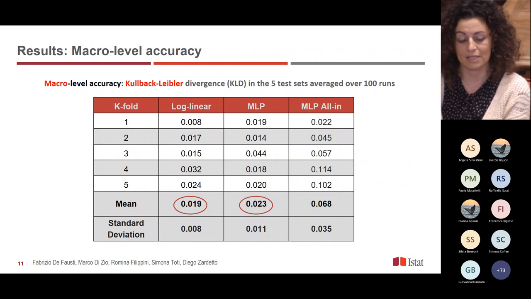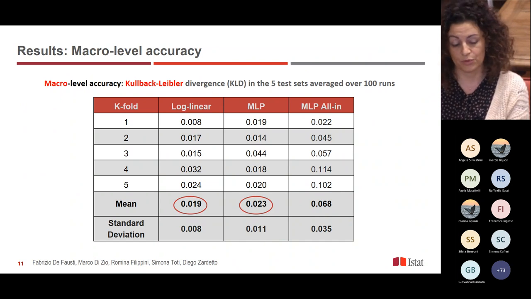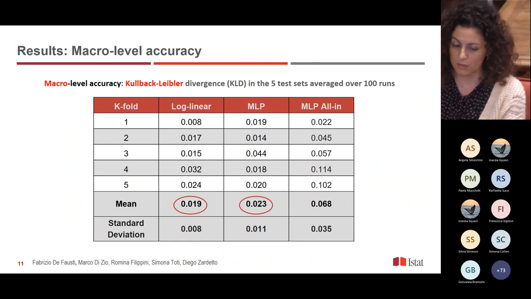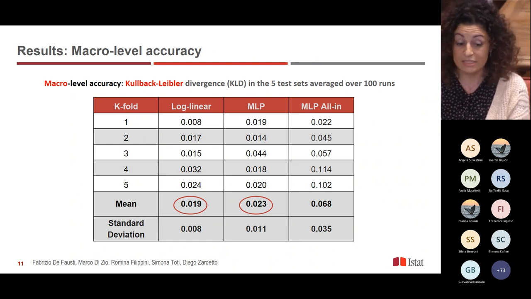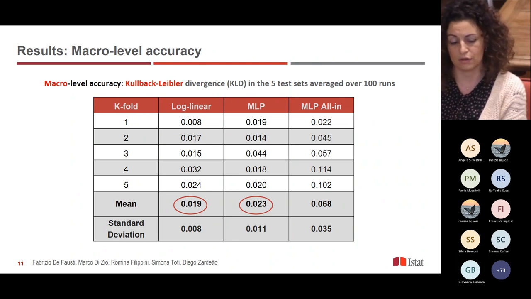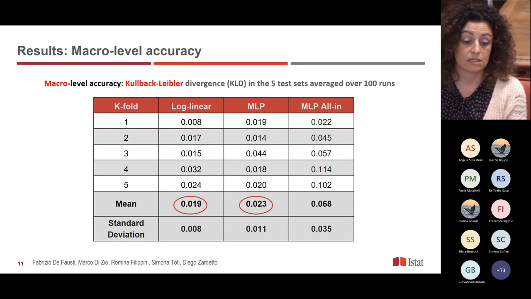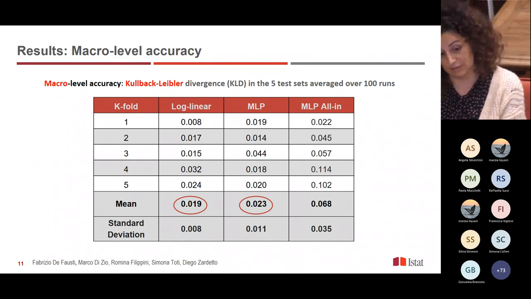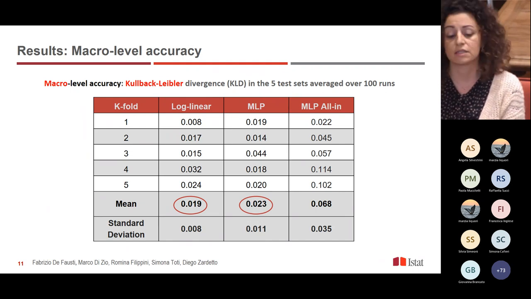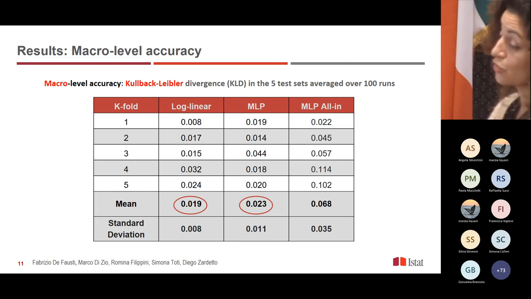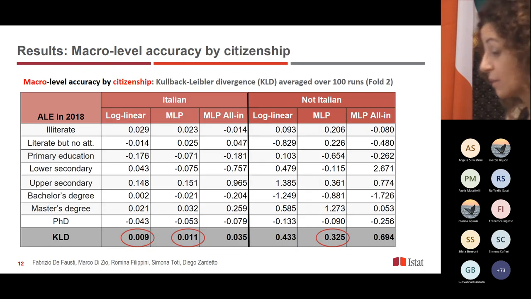In this second table, we report the macro-level accuracy. So the Kullback-Leibler divergence is reported for each method. Here, the distance between the estimated frequency distribution and the true frequency distribution is reported. Also in this case, log-linear and MLP show very similar results. But for the MLP all-in, the distance between the estimated and the true distribution is slightly higher.